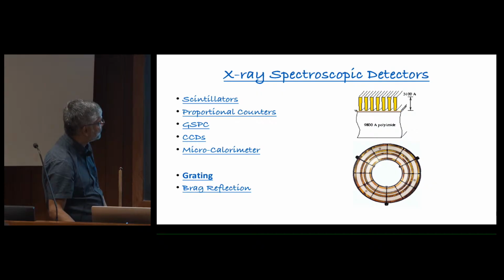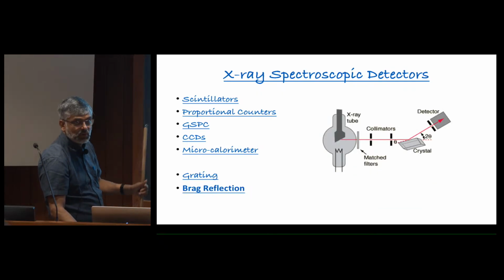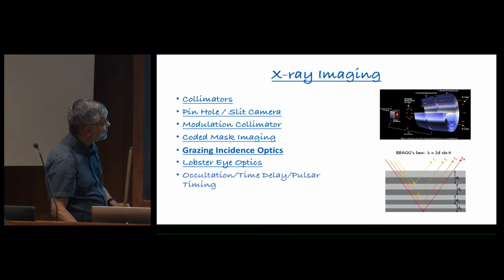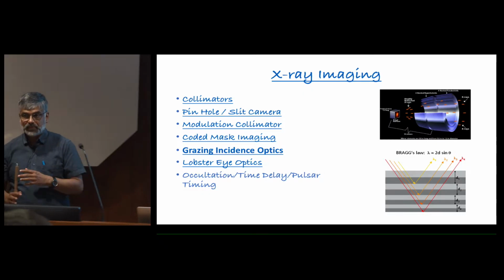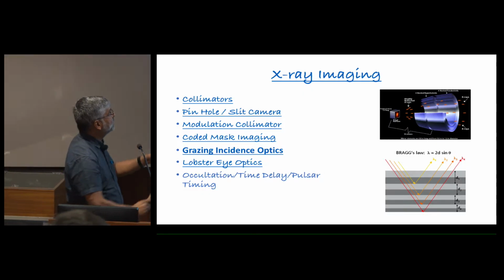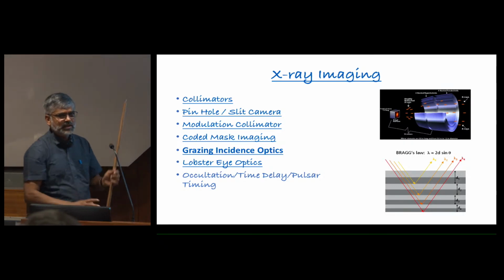Then grating or Bragg reflection etc. are also used. Bragg reflection is a possible way, but has limited sensitivity. Coming to X-ray imaging, there are multiple techniques. The most simple is the collimator. It is not really imaging.